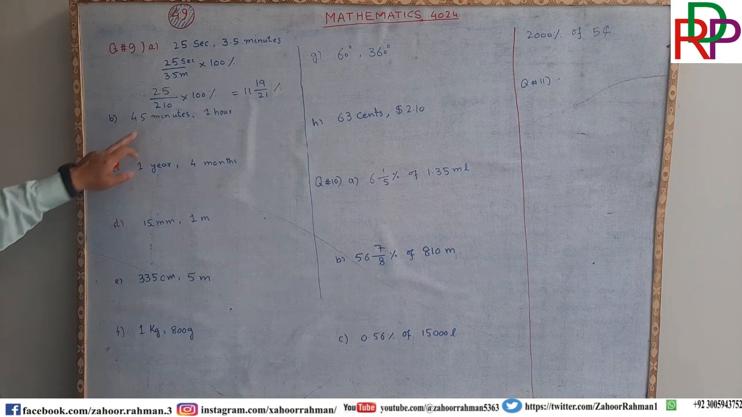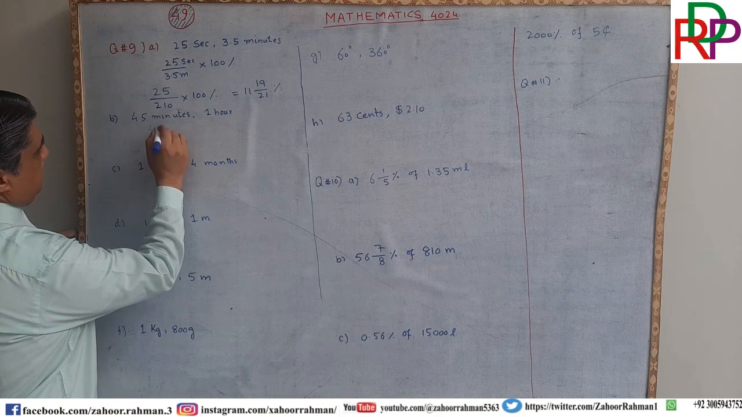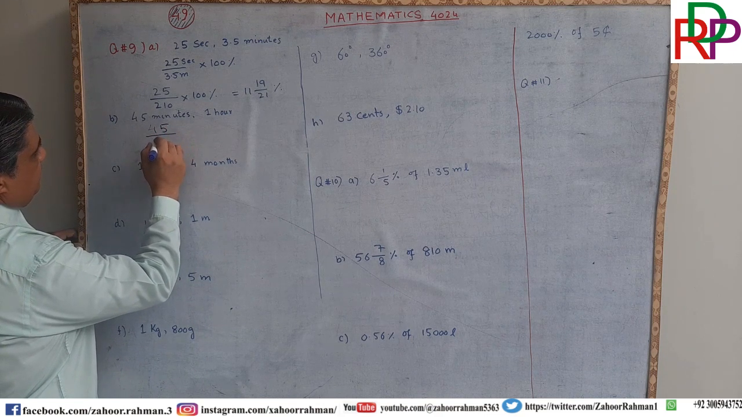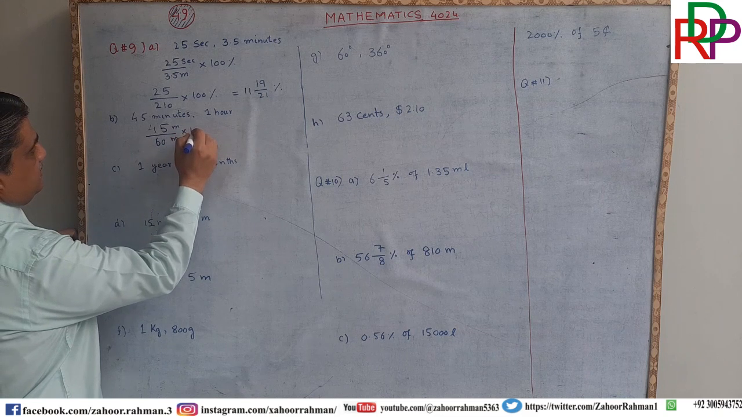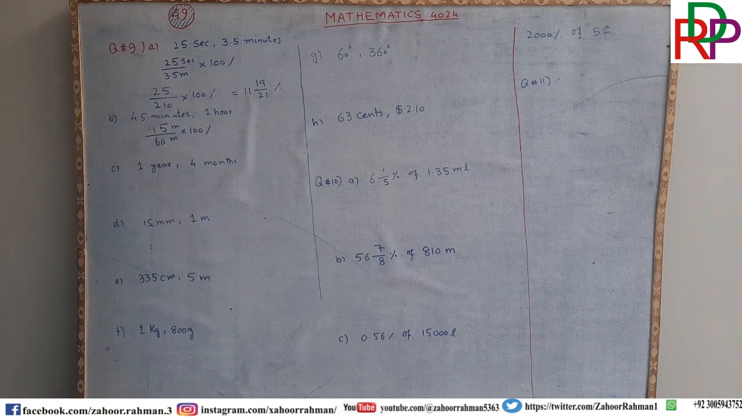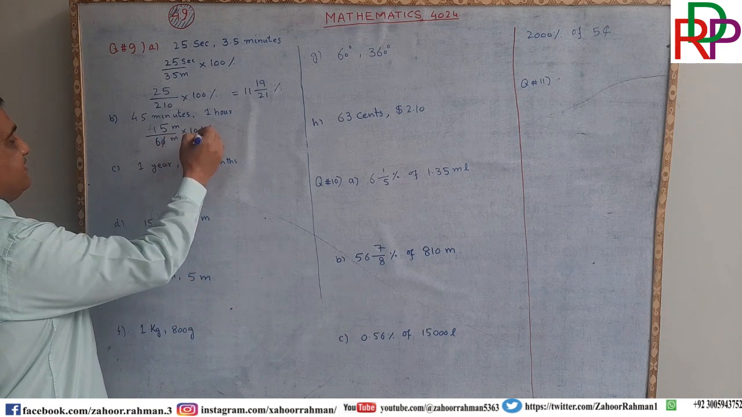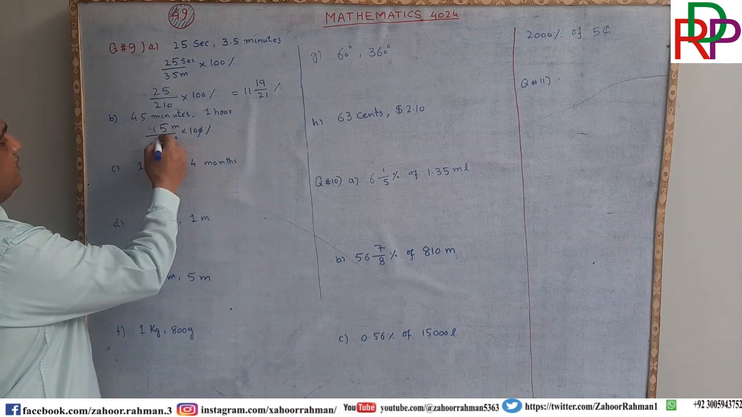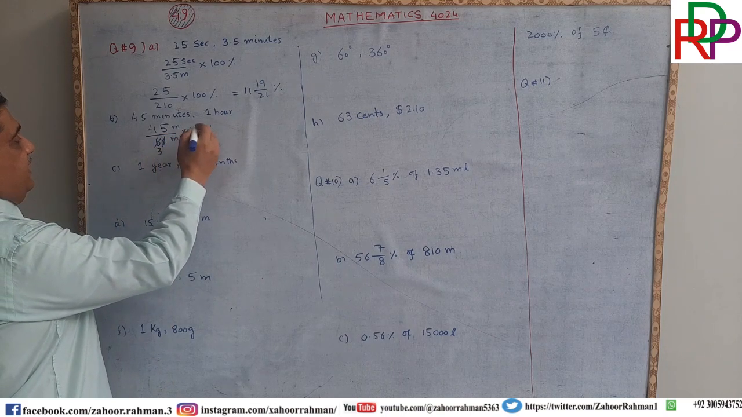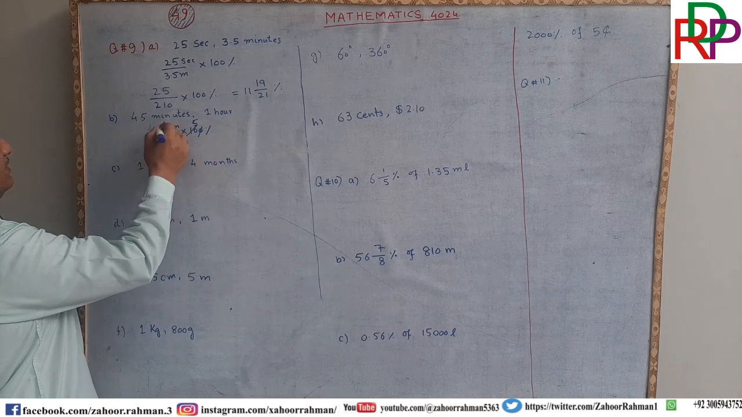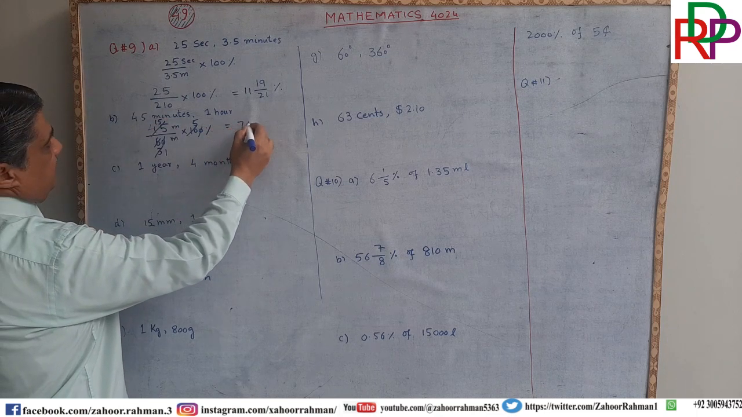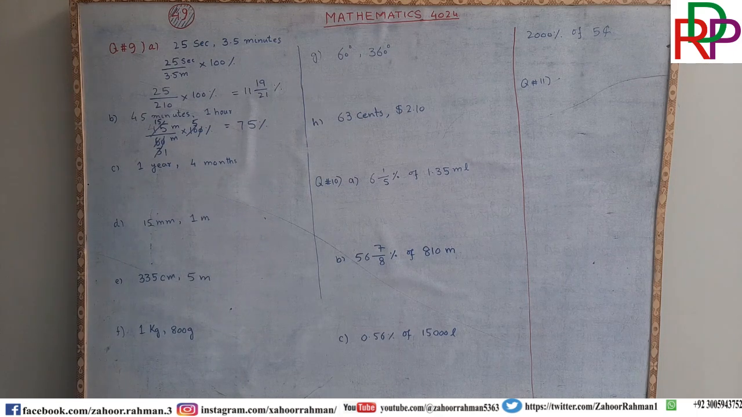Similarly, we have 45 minutes, so we write 45 in the numerator, and 1 hour is equal to 60 minutes. Both must be in the same units. So we converted this hour to 60 minutes, and then we can cancel this 0 with this one. 3 fives are 15, and so on. So the answer will be 75%.